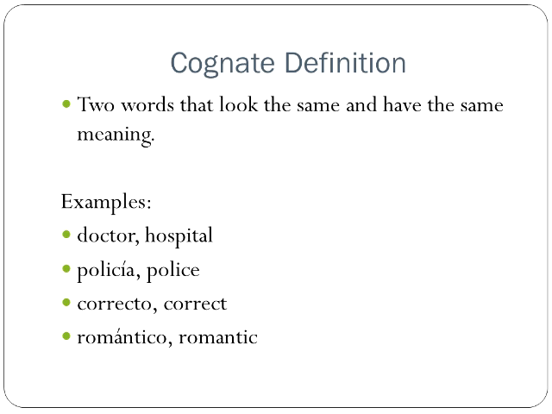For example, we have doctor in Spanish, and in English, doctor. Looks the same and same meaning. Hospital and hospital, those are identical in English and Spanish. Those are cognates. And then we have policía, police, correcto, correct, romántico, romantic. So cognates really help us when we are learning a new language, because they're so close in the way that they are written and in the meaning.